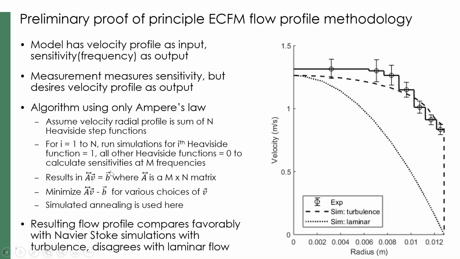So I'm not going to go into too much detail here, but if you do it, it results in a relatively linear algebra problem, and you can minimize the norm of AV minus B for various choices of V, where V is your flow and B is your sensitivity. If you do that, you can get results for the flow profile. So the solid line and symbols show you what the experiment measures using this algorithm. The long dashed lines is a simulation with turbulence. The short dashed lines is a simulation for laminar flow.